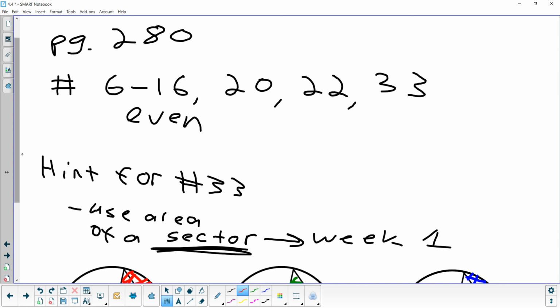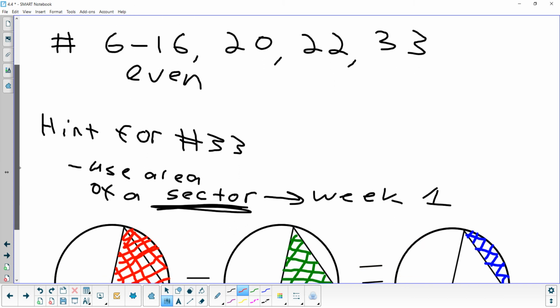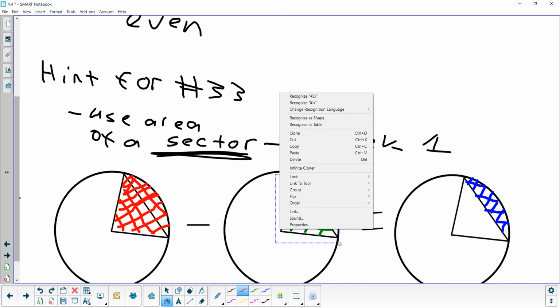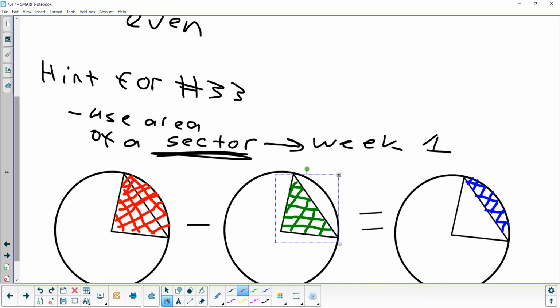Okay, number 33 is an area problem. They want you to find the area of a certain shape, the section in blue. That's not really a shape we have a formula for. The bottom side is flat and the outside edge is curved. But we've learned how to find the area of a triangle, and they'll give you the information you need to find the green area. And we know how to find the red area.